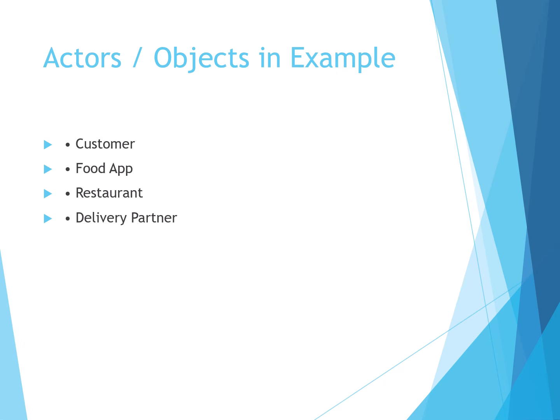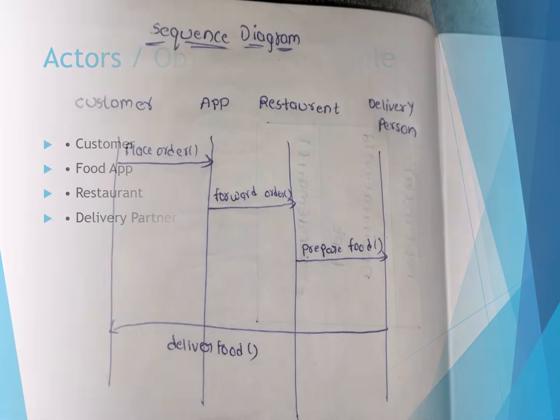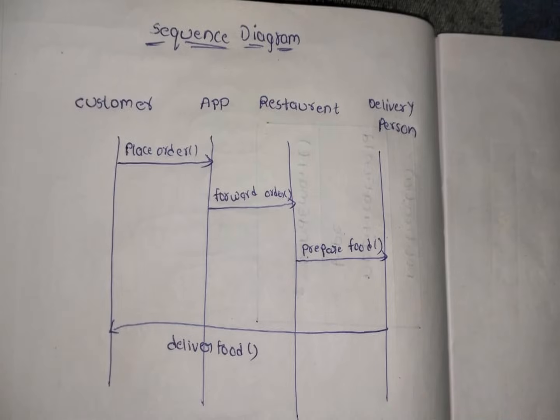Okay, this is the given diagram flow, if you can see. Here customer, app, restaurant, delivery person are the actors, and actually I should draw the dotted lines, it will be best. So you can see the customer places the order, the app forwards it to the restaurant, the restaurant prepares the food, and the delivery partner delivers it to the customer. That's our sequence. Okay, our story.